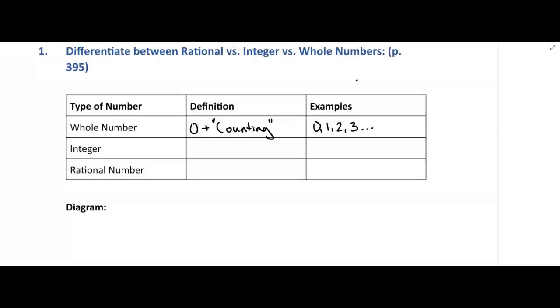Then we talked about having integers. So an integer includes all of our whole numbers. So it's 0, our whole numbers, and our negative whole numbers, or the opposites of our whole numbers. Right? So that means I'm still going to have my 0, 1, 2, and 3, and so on. That's our dot, dot, dot, means continue in that pattern. But we're also adding -1, -2, -3, and so on. Right? So those are our integers.